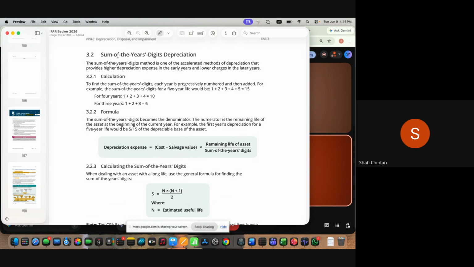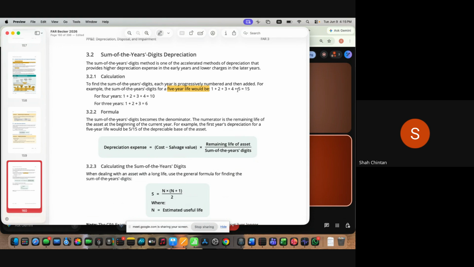तो इसमें हम लोग क्या करते हैं? We sum the useful life of the fixed asset. For example, if your fixed asset has a useful life of 5 years, so what is the sum? 1 plus 2 plus 3 plus 4 plus 5. So total 15. Or let's say your useful life is 4 years. So 1 plus 2 plus 3 plus 4 is equal to 10. Or let's say it's a 3 year. 1 plus 2 plus 3, it's a 6.